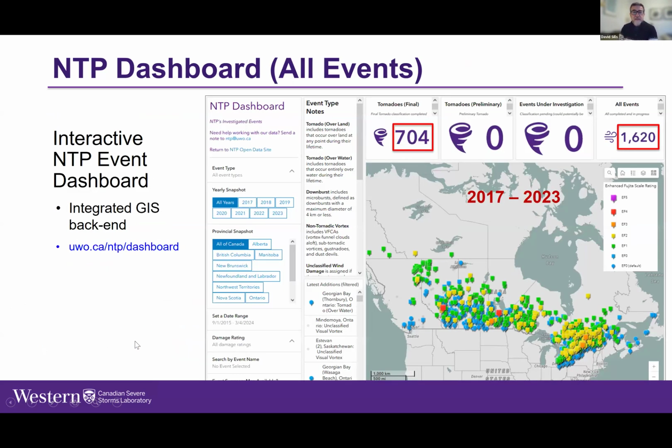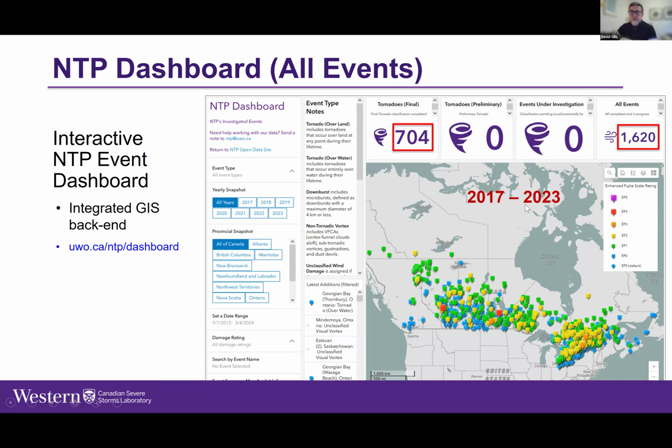So here's where all the data end up on our NTP dashboard. So this is kind of the GIS backend, and this is the front end where people can access the data. So there's ways to filter the data, descriptions of the different types of data. You can see the totals along the top.